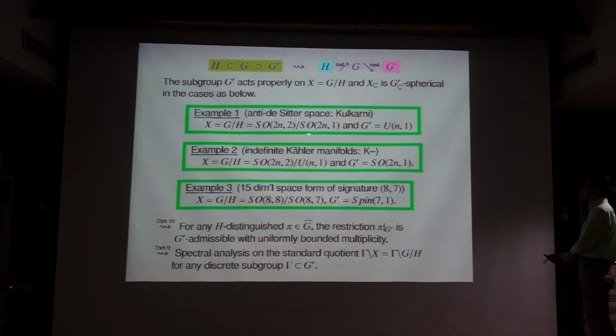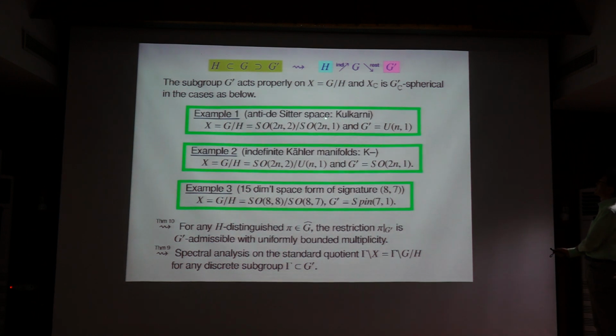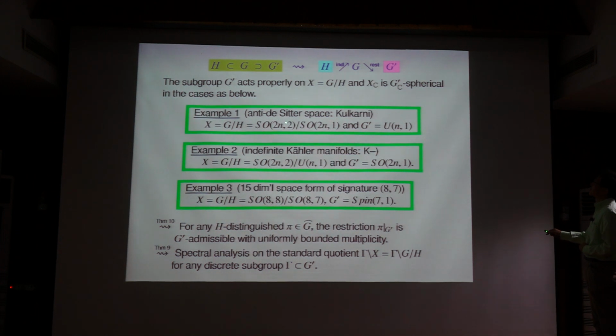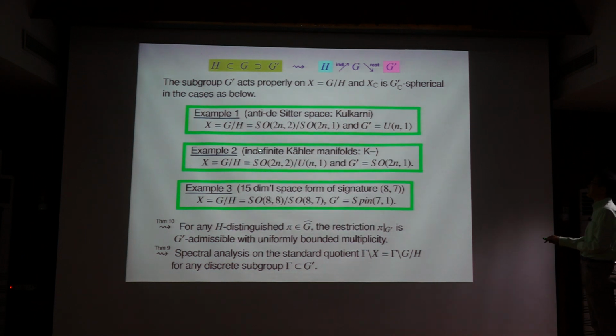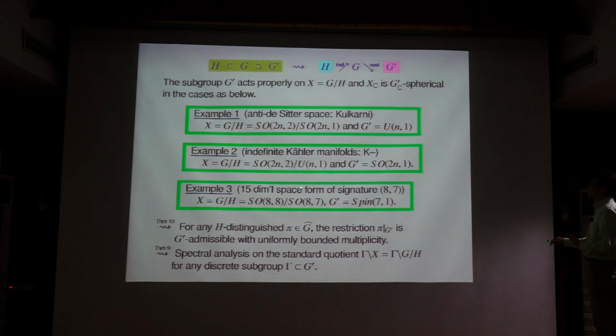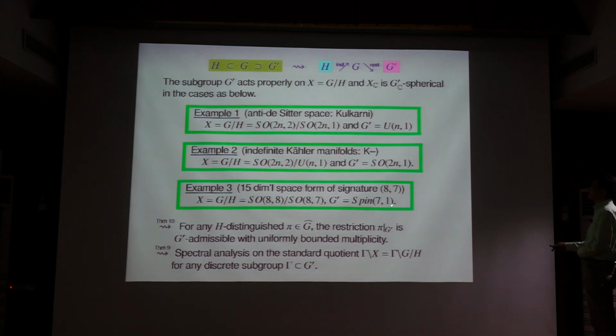He worked on the geometric side of this anti-de Sitter space by using the lattice of Z prime U(N,1). And in this case, the H-distinguished vectors of SO(2N,2) restricted to U(N,1) do not have any continuous spectrum and are uniformly bounded. And some other interesting geometry is the indefinite Kähler manifolds and also the 15-dimensional space form, so a constant curvature space of signature H7. And in this case, we take a lattice of Spin(7,1).